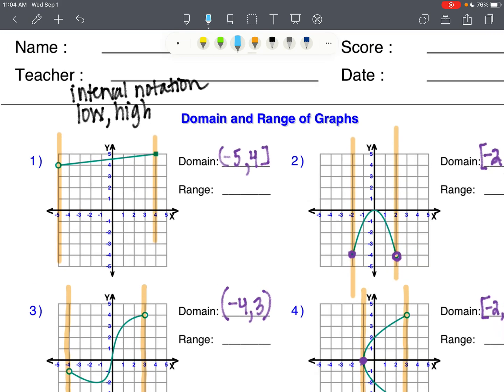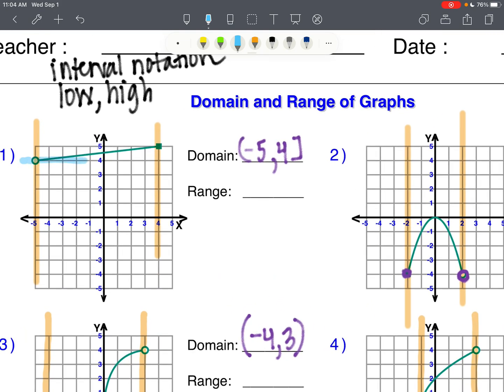Okay, so my low y value is positive 4, and my high y value is positive 5. So 4, 5. 4 is not included because there is not an output of 4 on the graph. So that is a parenthesis. However, all of the outputs in between 4 and 5 are included all the way up to 5. 5 is an output, that is a bracket.